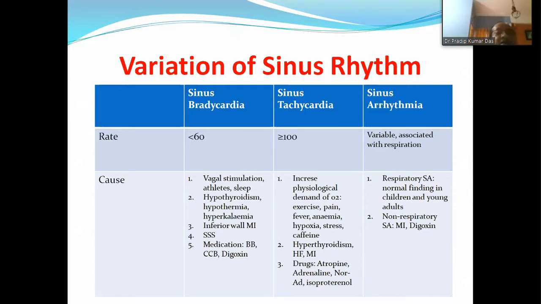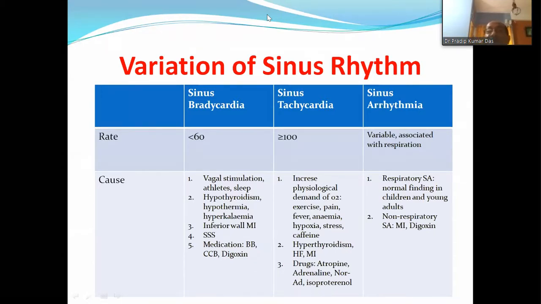Here are some causes. As we all know, sinus bradycardia is caused by vagal stimulation, expert athletes, sleep, hypothyroidism, hypothermia, hyperkalemia, inferior wall MI, sick sinus syndrome, and some medications like beta blocker, calcium channel blocker, digoxin. And in case of sinus tachycardia, the causes are increased physiological demand of oxygen, like in exercise, pain, fever, anemia, hypoxia, any stress condition, or normally having some caffeine. Hyperthyroidism, heart failure, MI, drugs. In case of drugs: atropine, adrenaline, noradrenaline, isoproterenol.